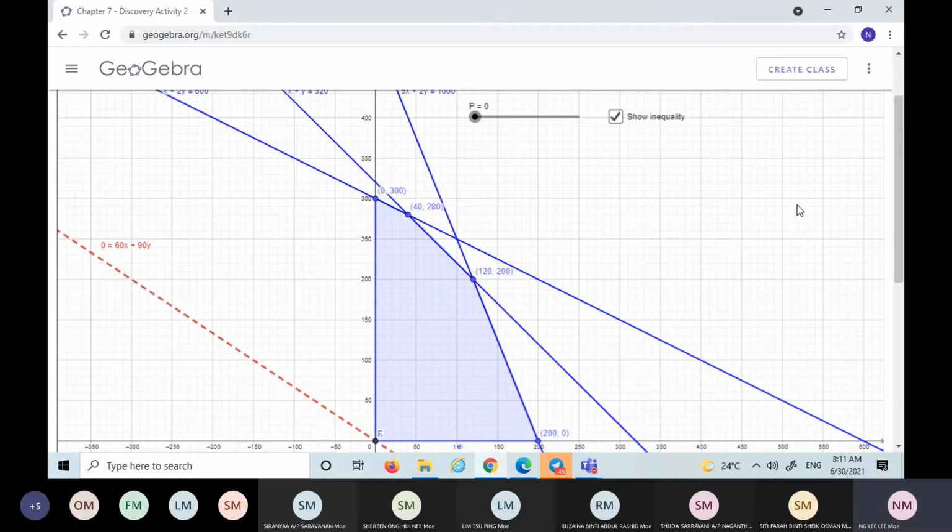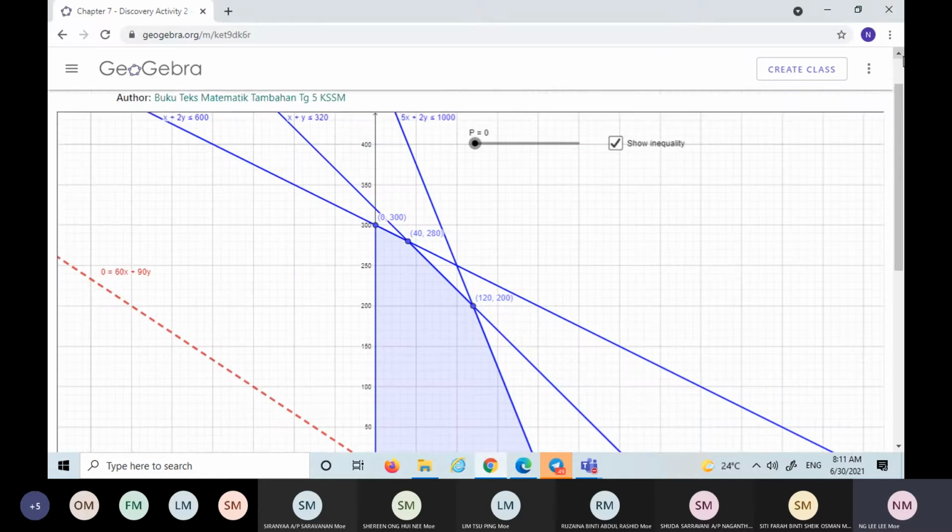The three inequalities you see here: the first one, x plus 2y smaller or equal to 600; x plus y smaller or equal to 320; 5x plus 2y smaller or equal to 1000. So you get the three lines, and then shade the correct regions. Remember that they will label 1 until 7, and then determine the region, and then shade the correct regions.